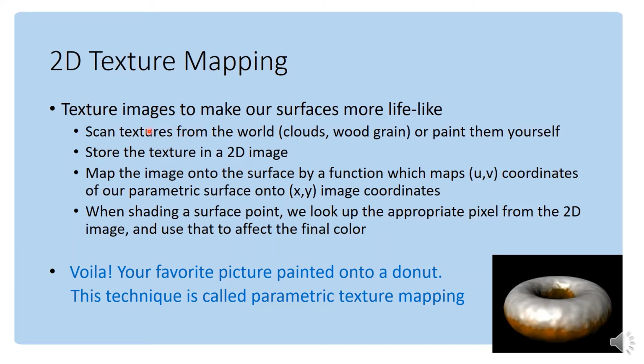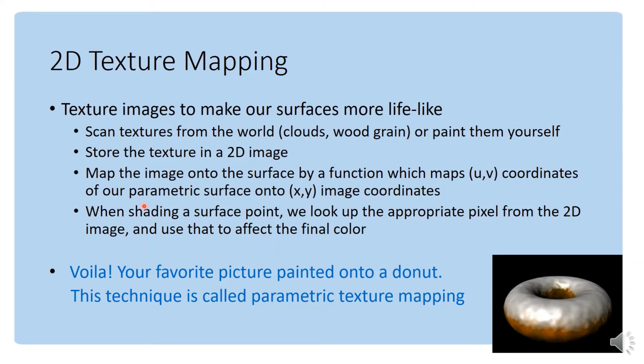Once you have a texture with you, what we need to do next is store the texture in a 2D image. And once we have that texture as a 2D image, we're going to map that image onto the surface by a function which will map the u and v coordinates of our parametric surface onto the x and y coordinates of the image.